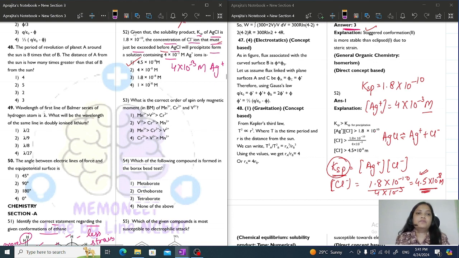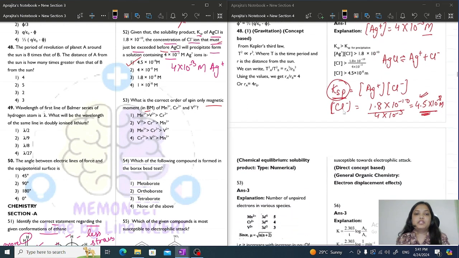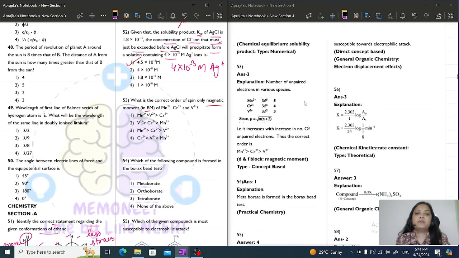Next, question 53. What is the correct order of spin only magnetic moment? So here we have manganese 2 plus ion, chromium 2 plus and vanadium 2 plus. We all know that the formula for magnetic moment is square root of n into n plus 2, where n stands for the number of unpaired electrons present in the species.